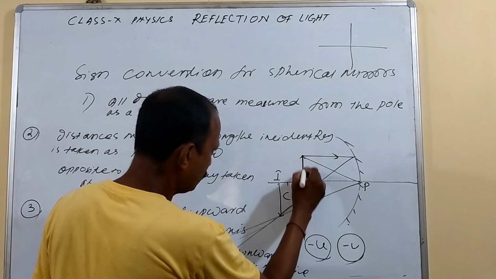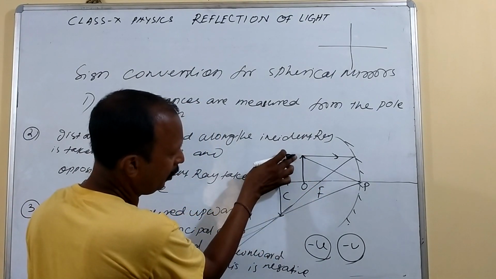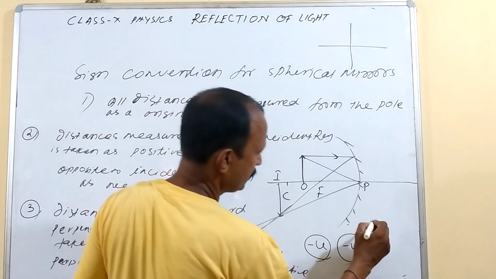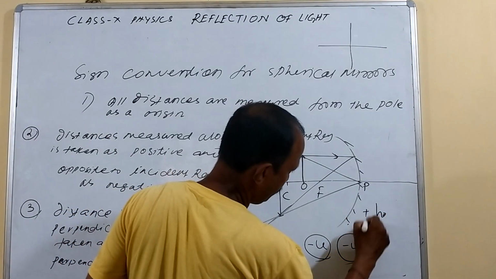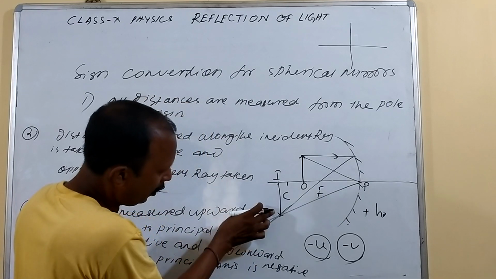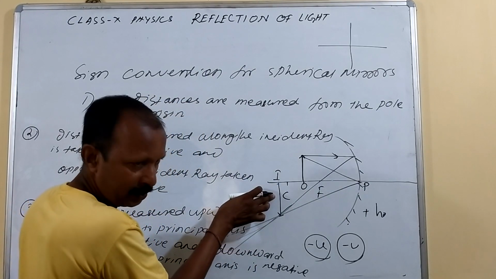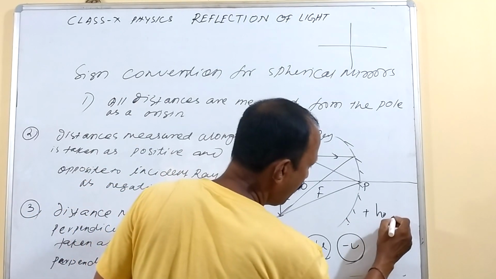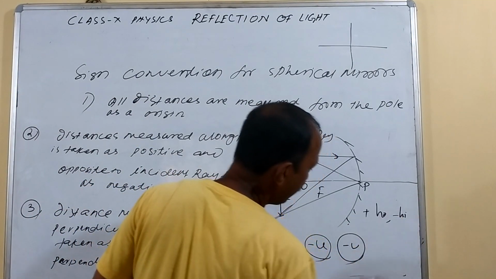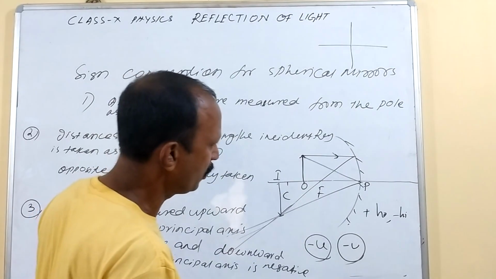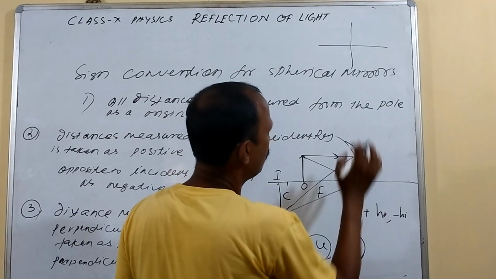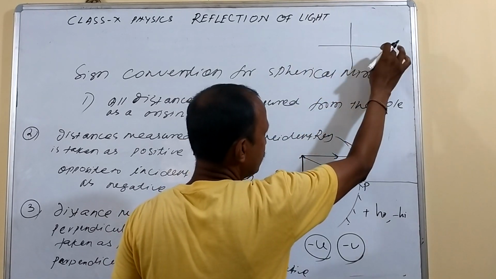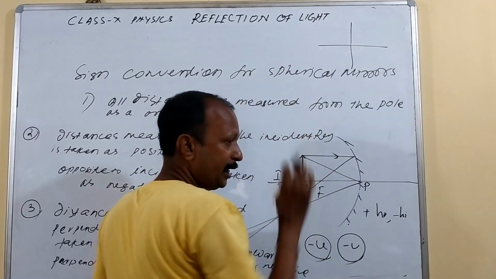Means we consider the height of the object. Here the height of the object is taken as positive. So I can say the height of the object is positive. Here the image is perpendicular to principal axis but downwards. That means height of the image is negative. So this is the Cartesian rule also. We are following Cartesian rules. Downwards negative, upwards positive, right side positive, left side negative.